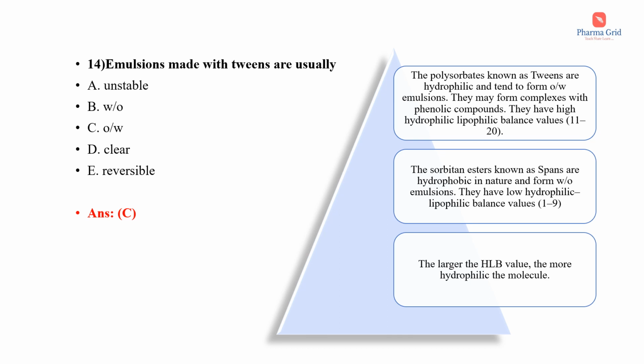They have high hydrophilic lipophilic balance values, that is the HLB value. The value is between 11 to 20. Then the sorbitan esters, known as spans, are hydrophobic in nature and form water in oil emulsions. They have low HLB values, that is low hydrophilic lipophilic balance values. The value is between 1 to 9. The larger the HLB value, the more hydrophilic the molecule.